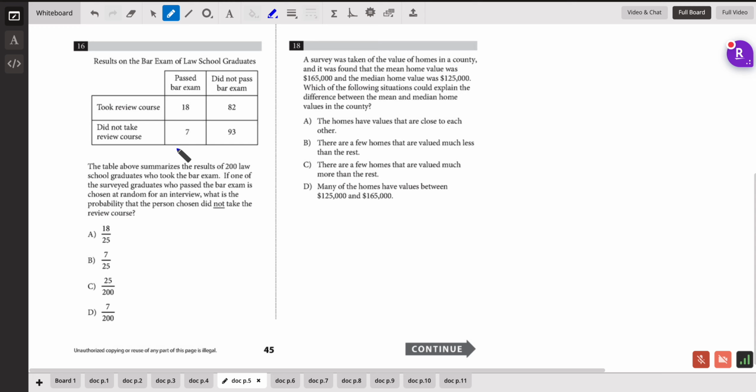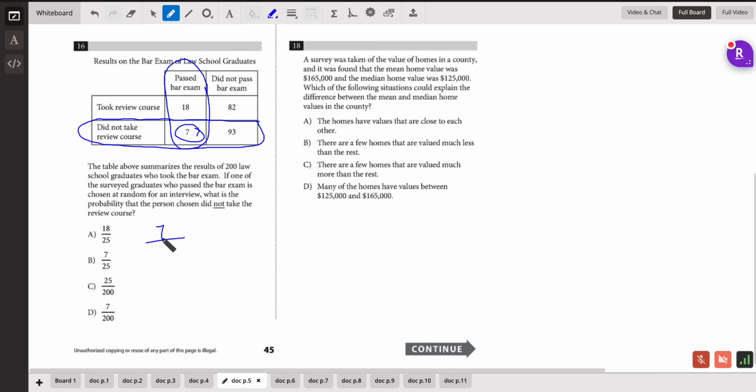All right, number 16 is reading a chart or table. It says the table above summarizes the results of 200 law school graduates who took the bar exam. If one of the surveyed graduates who passed the bar exam, all right, so we're going to be in this section here, pass the bar exam, is chosen at random for an interview, what is the probability that the person chosen did not take the review course? So did not take the review course. All right. So of the people that passed the bar exam, did not take the review course, there's 7 people.